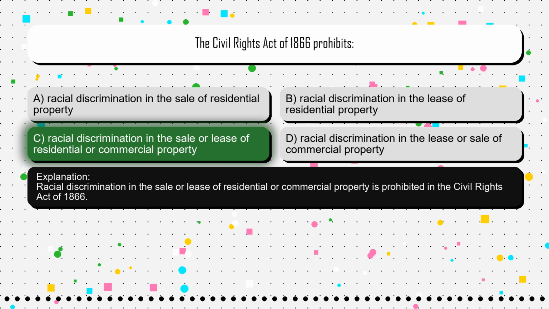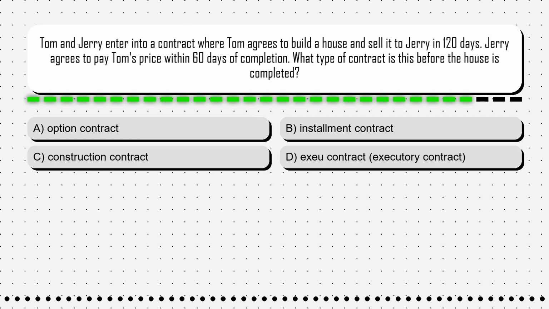Question 25. Tom and Jerry enter into a contract where Tom agrees to build a house and sell it to Jerry in 120 days. Jerry agrees to pay Tom's price within 60 days of completion. What type of contract is this before the house is completed? Option A, option contract; option B, installment contract; option C, construction contract; option D, executory contract.